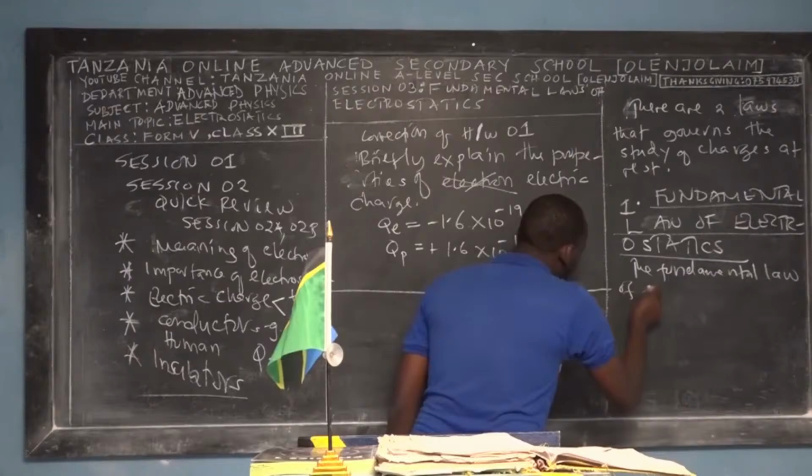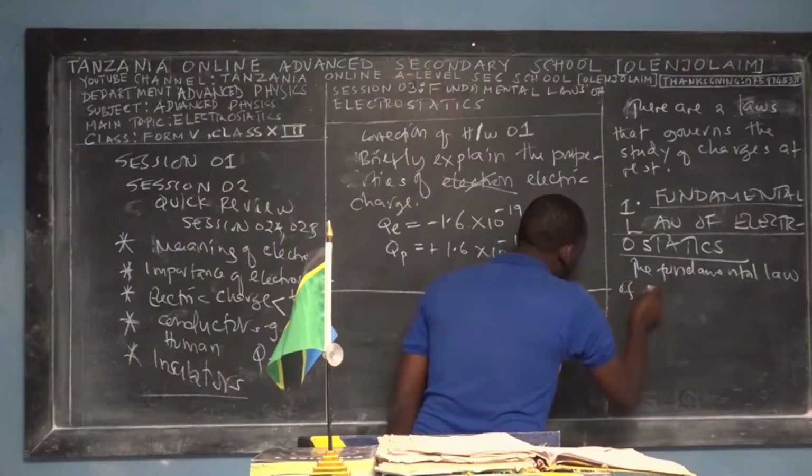So you know this one. So what does it mean? Okay? So the fundamental law of electrostatics states that like charge repels. And the second part, unlike charge attract each other. So let us start with this sentence just to explain.